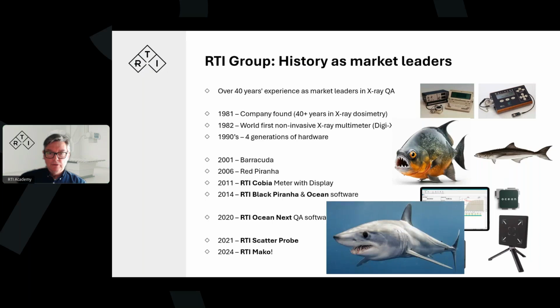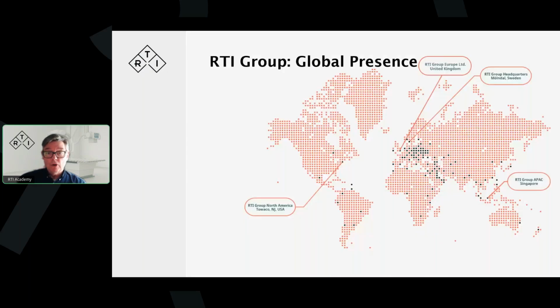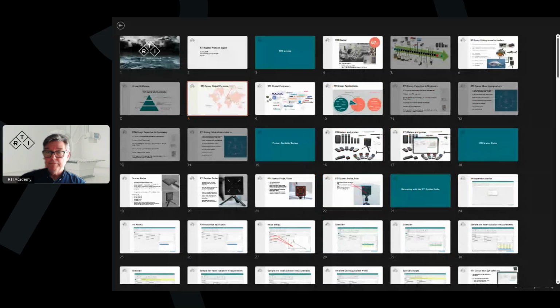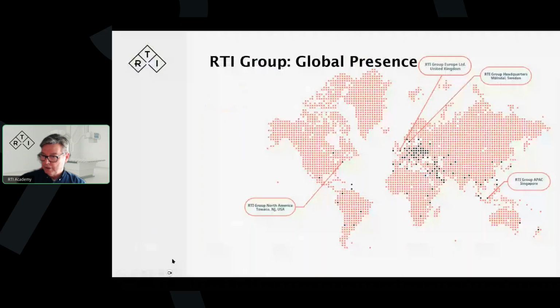I need to learn how to use these keys. All right, so this is RTI, global presence. We have our... sorry. There we go. I wanted to use the laser pointer.